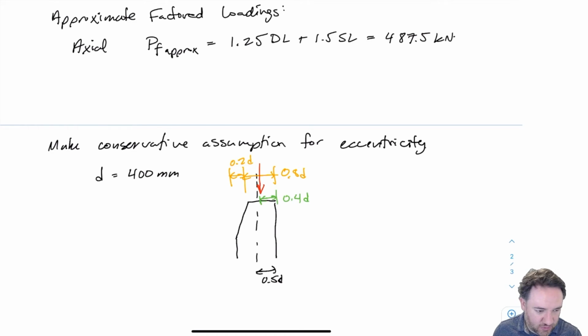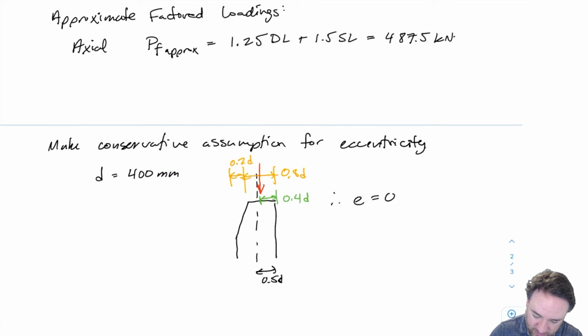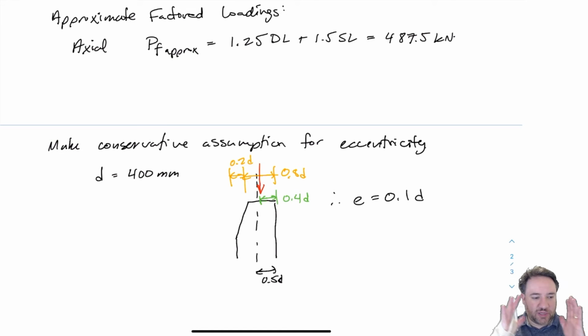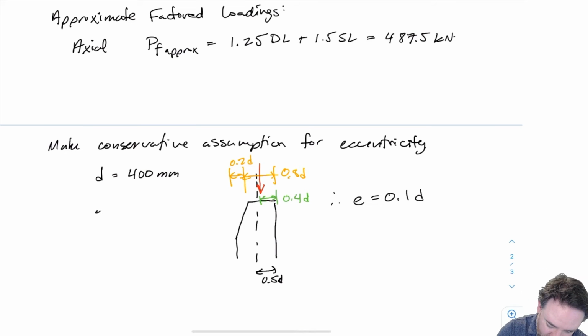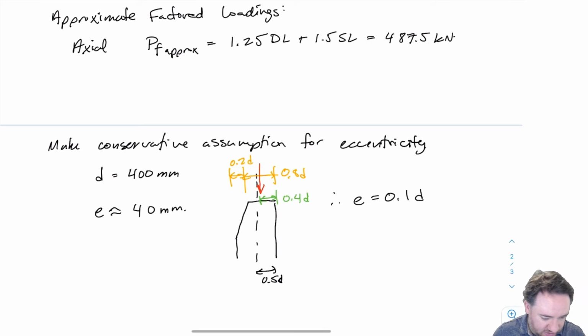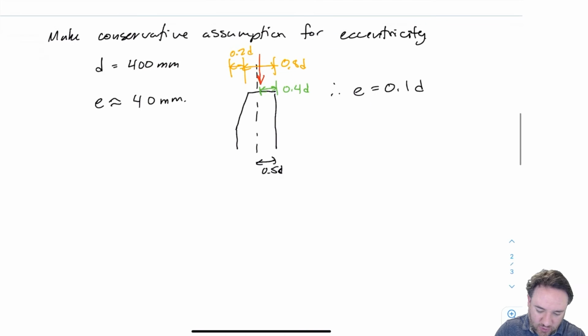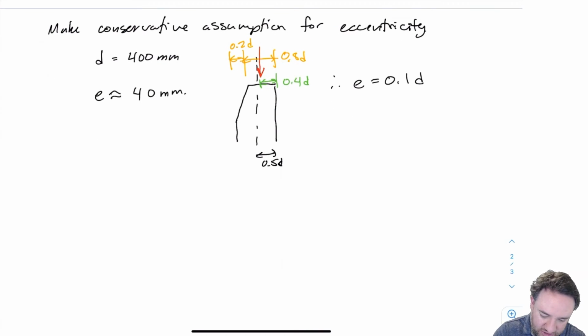The center is 0.5 D from the edge, so the distance between those two is the eccentricity. Therefore, the eccentricity is always going to be 0.1 D. Okay, so that holds no matter what size the section is. So this makes it easy for us to always calculate our E. So therefore our E, let's assume that it's approximately 40 millimeters and move forward. Okay, so now that we have that, we can calculate the moment and the shear.